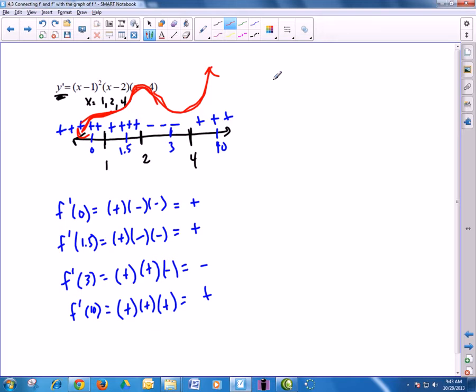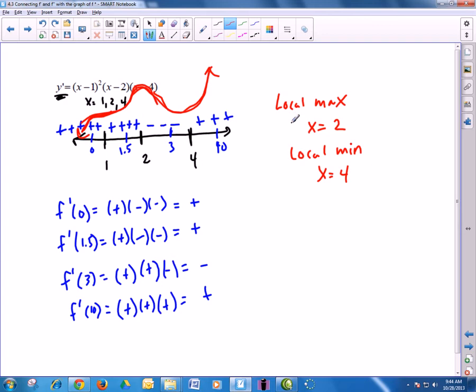So we're going to go ahead and identify our local max and local min. Where it goes from positive to negative, that is a maximum. So our local maximum occurs when x is equal to 2. Local minimum occurs when x is equal to 4. And that's it. You notice we can't find the y coordinate because we don't have the original function. And right now, with our knowledge of just derivatives, we don't know how to find the original function. So this is as far as we can do.